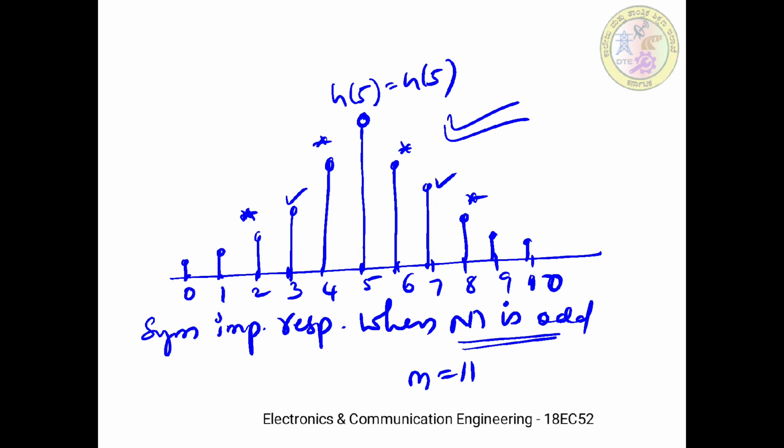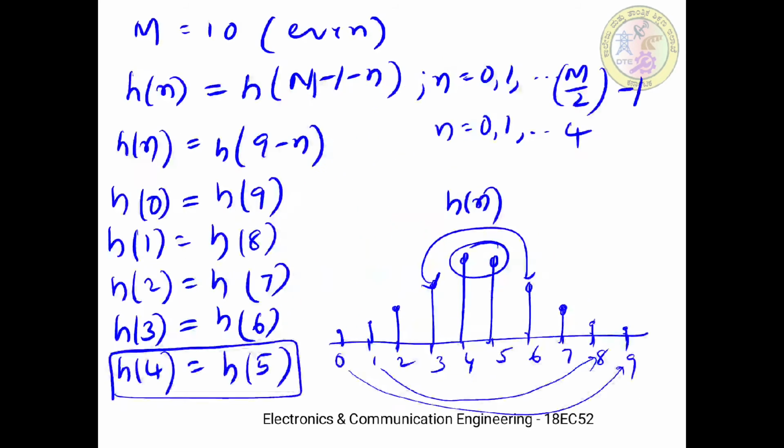It has 5 samples. The central one is 3 by 4. On one side it is 1 by 2, on the other side again 1 by 2, then 1 by 4 and 1 by 4. So this is the plot of the impulse response when m is odd, that is, the length of the filter is odd.